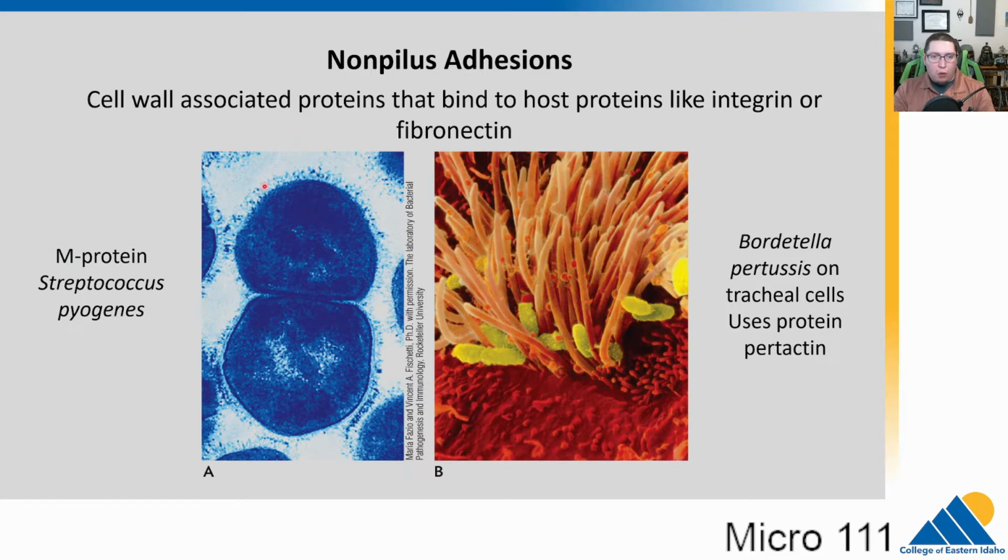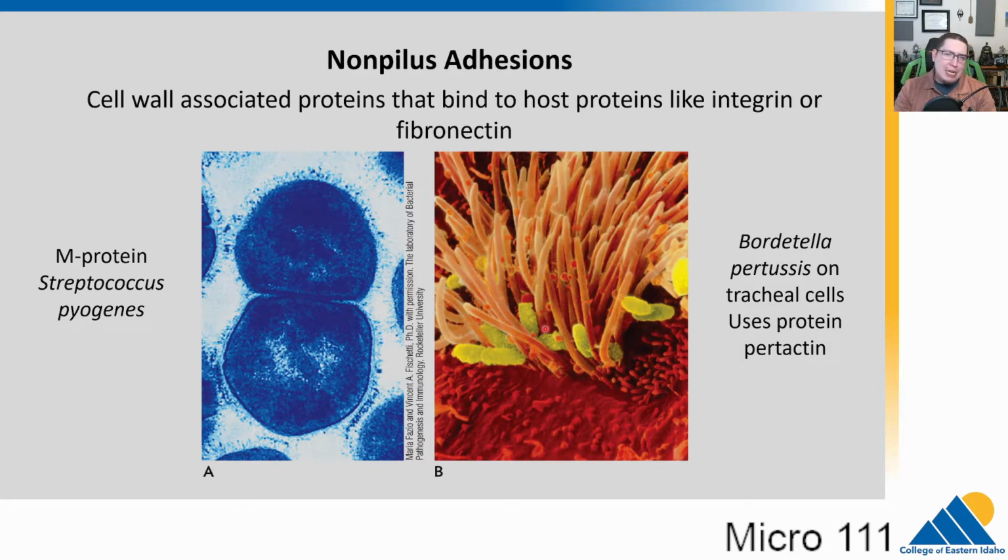Here you can see all the little molecules on the surface of Streptococcus pyogenes. And these are little molecules that will bind to the surface of host cells. Here you can see Bordetella pertussis, which causes whooping cough, bound to some hair-like cilia of a cell here. And it's doing this not through the pili, but through molecules that attach to and glue them to human cells.